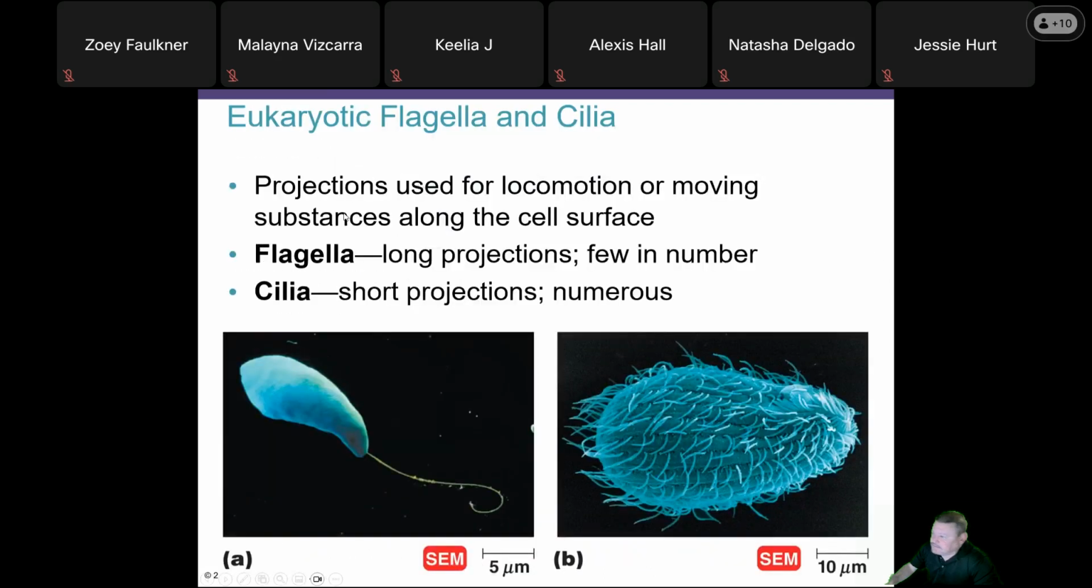Right. Now, when we look at flagella and cilia, flagella are much longer. Cilia are real short projections, but there's a lot of them. Again, they're both used for movement, but one is going to be a lot longer, the flagella, and the cilia is going to be a lot shorter.